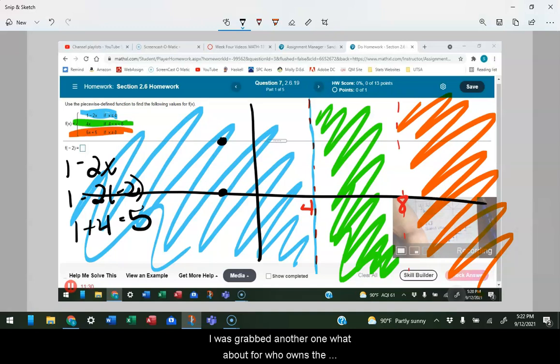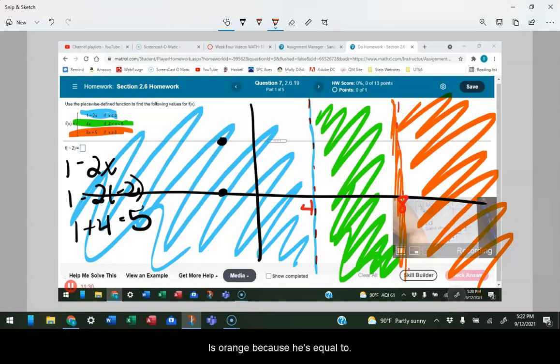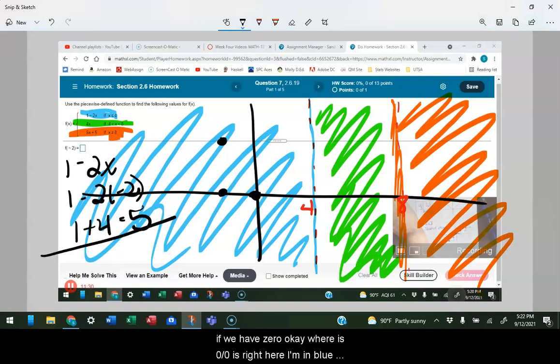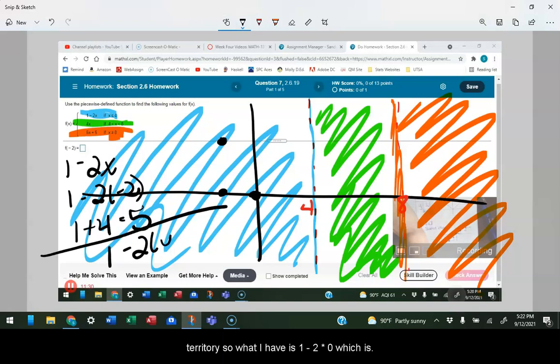Okay, let's grab another one. What about 4? Who owns the 4? I never told you who owned the 8. Let's go back here for a second. The 8 is orange because he's equal to. Okay, so let's just grab another one. I'm just making up numbers. What if we have 0? Okay, where is 0? 0 is right here. I'm in blue territory. So what I have is 1 minus 2 times 0, which is going to be 1. Okay, so the point 0 comma 1 is on that line.